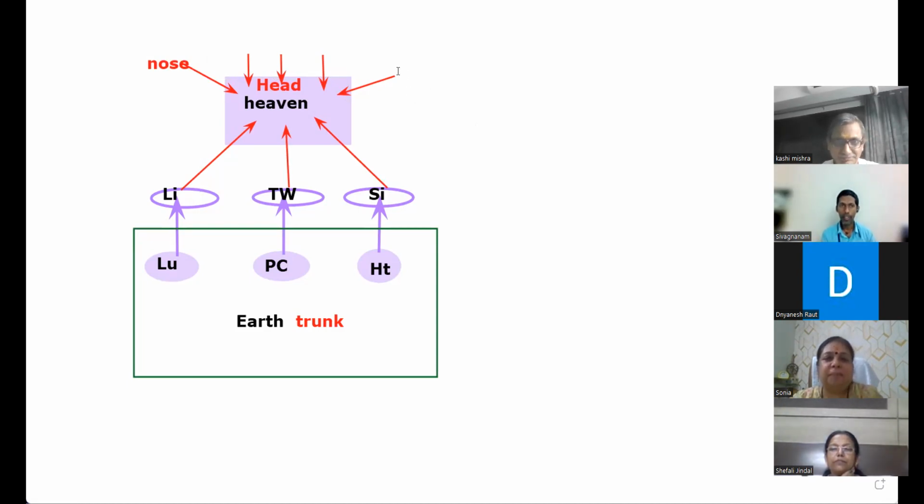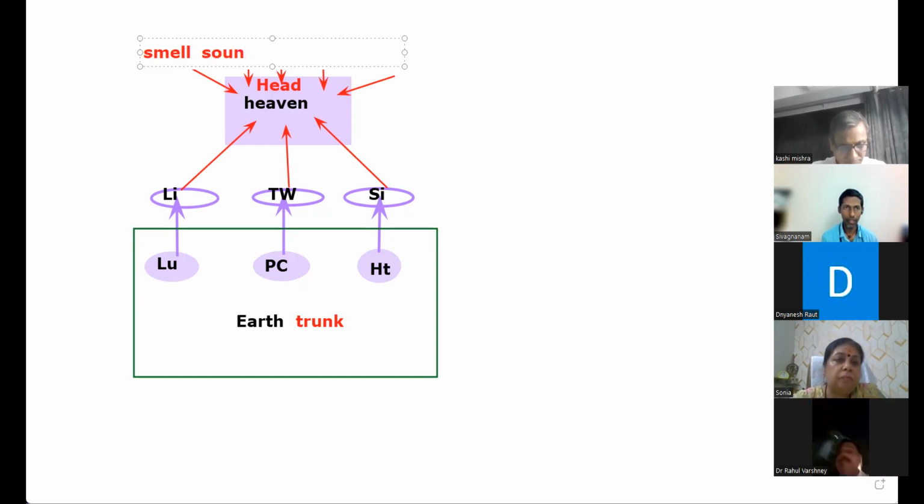Through stomach, gallbladder, SI. I don't know. So what is this? This is smell. Then what will come? Sound. Then what will come? Sight, vision. Then what will come? Taste. Then what will come? Hearing. Touch.